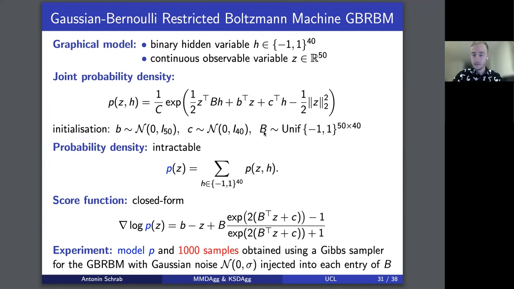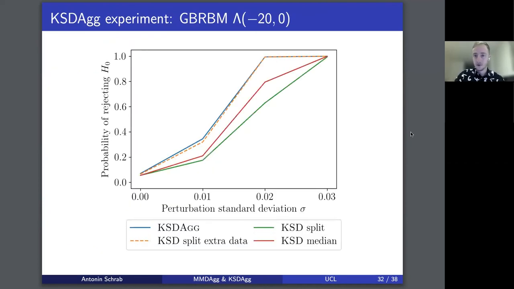This B is a matrix of -1, 1. And we essentially just inject some noise with standard deviation sigma into those entries. So P is going to be different than Q, and more different as sigma increases. For our result, we use a collection of bandwidths that is the median bandwidth times 2 to the L, where L ranges from -20 to 0. So it's quite a wide collection of 21 bandwidths.